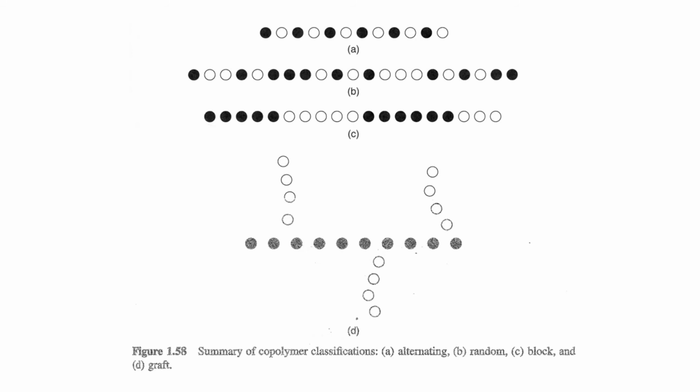You can have a random copolymer where the distribution of monomeric units throughout the chain is seemingly random. You can have a block copolymer where there are periodic blocks of each monomer throughout the chain, or you can have a graft polymer where one of the monomers forms a backbone, and grafted onto that are smaller chains of the other monomer.